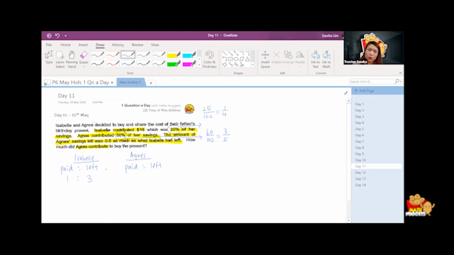All right, next for Agnes, she contributed 3/5 of her savings. If Agnes contributed 3/5 of her savings, means she used 3 units to pay, right? 3/5, and she was left with 2/5. You see that? So that's 2 units.